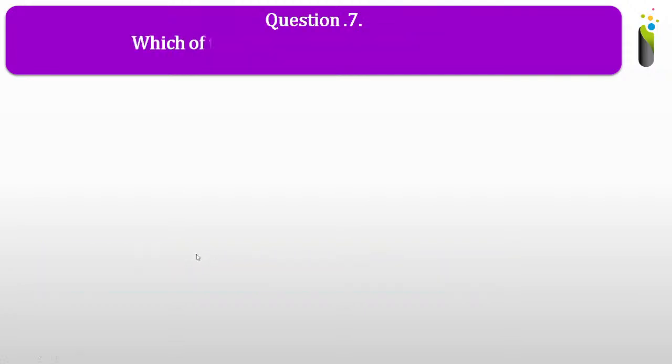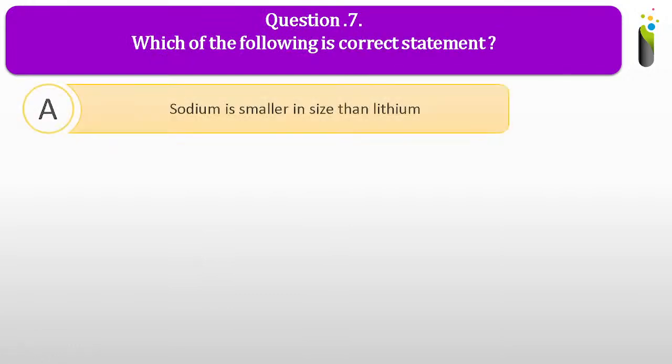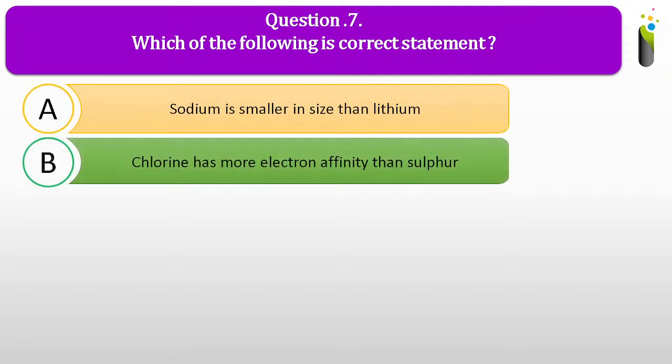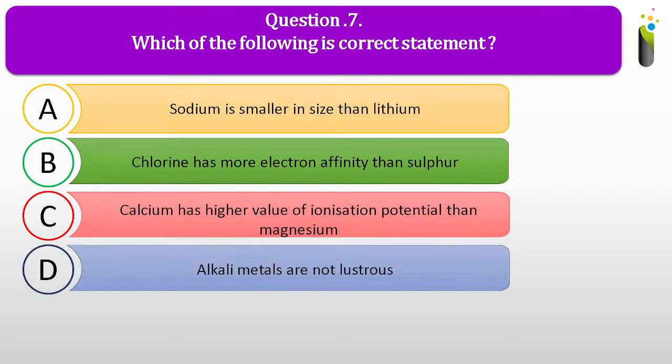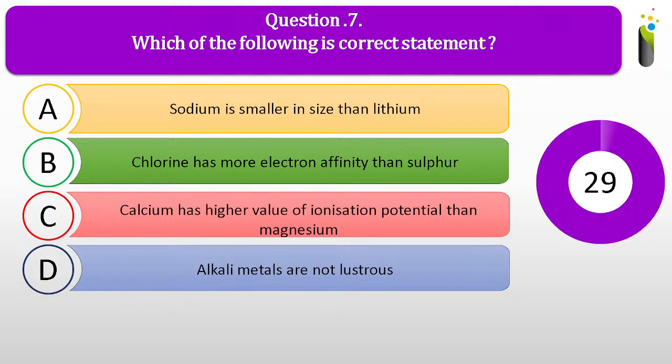Question number 7. Which of the following is the correct statement? A. Sodium is smaller in size than lithium. B. Chlorine has more electron affinity than sulfur. C. Calcium has higher value of ionization potential than magnesium. D. Alkali metals are not lustrous. So which of these is the correct statement?